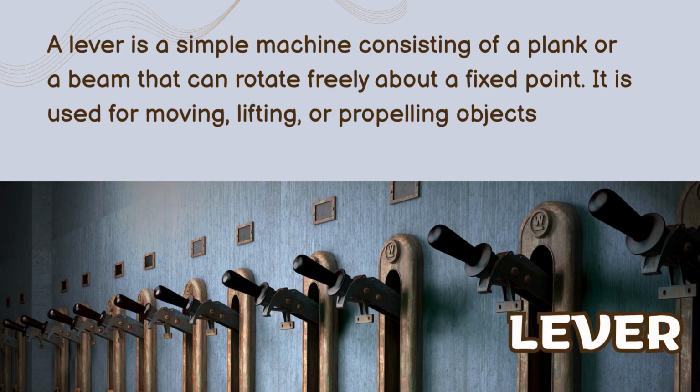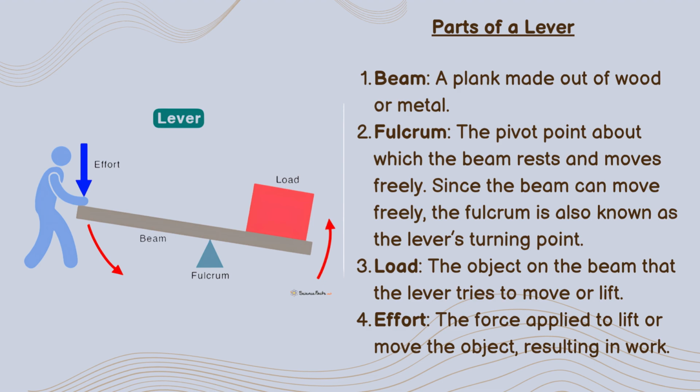First one is a lever. It is a simple machine consisting of a plank or a beam that can rotate freely about a fixed point. It is used for moving, lifting, or propelling objects. Now, who invented the lever? If you know who Archimedes is, he is a Greek mathematician who was the first one to develop the lever principles in 260 BC.